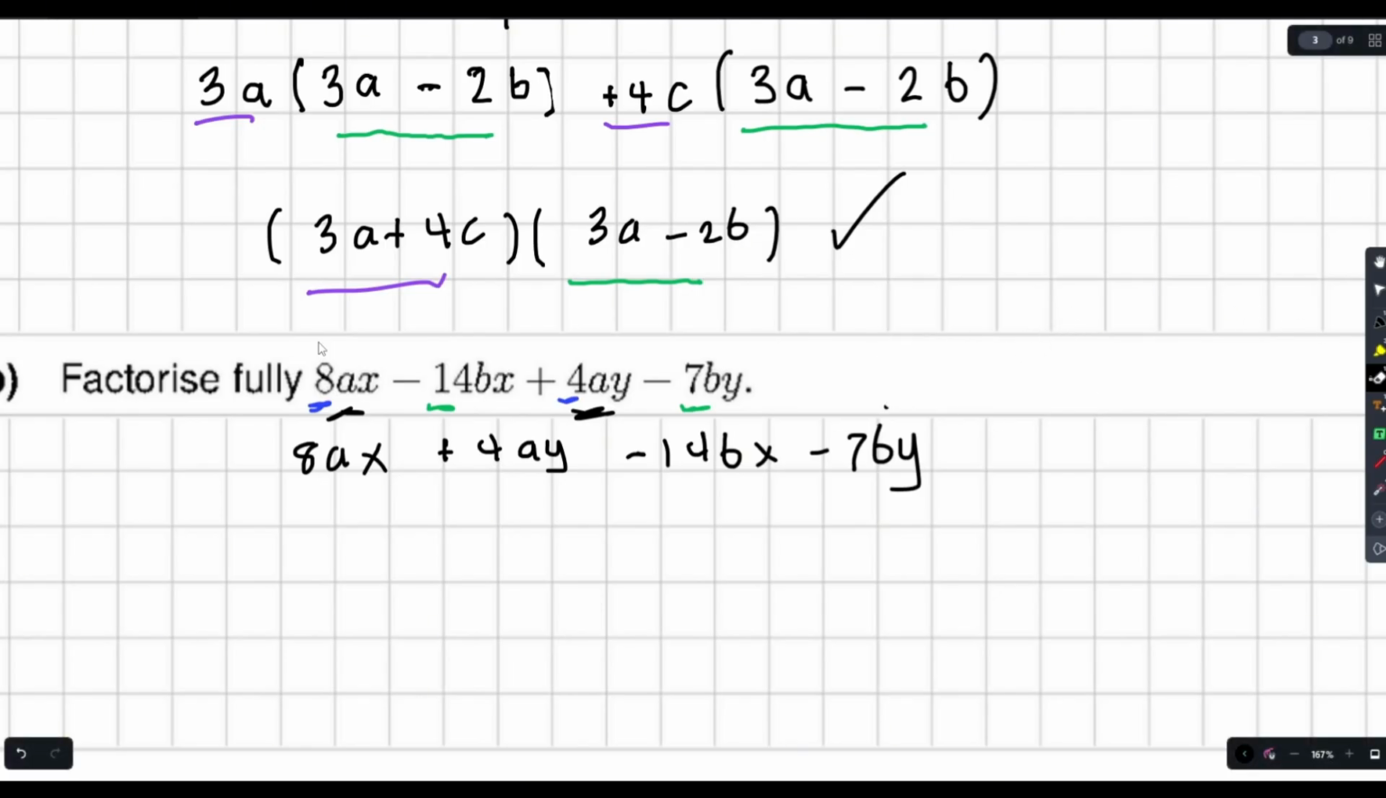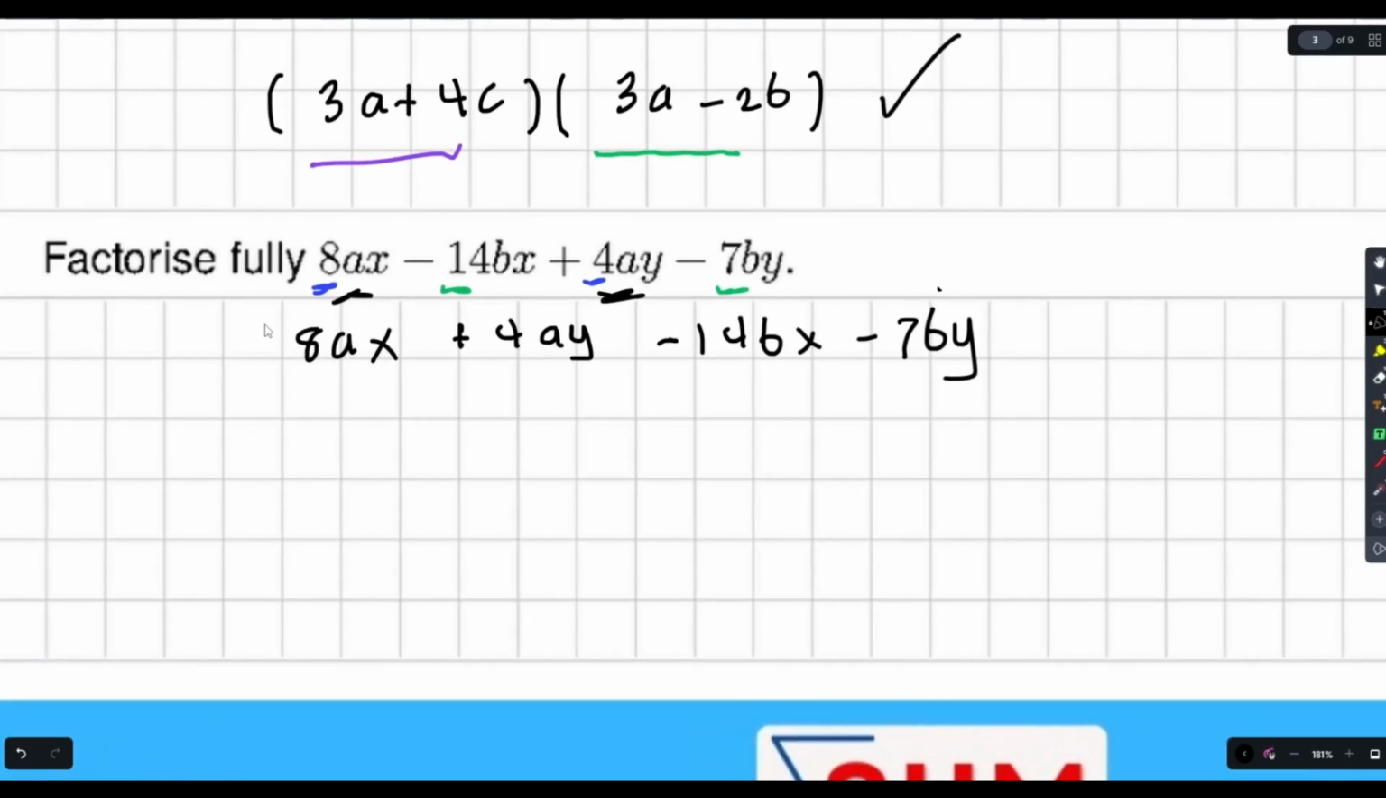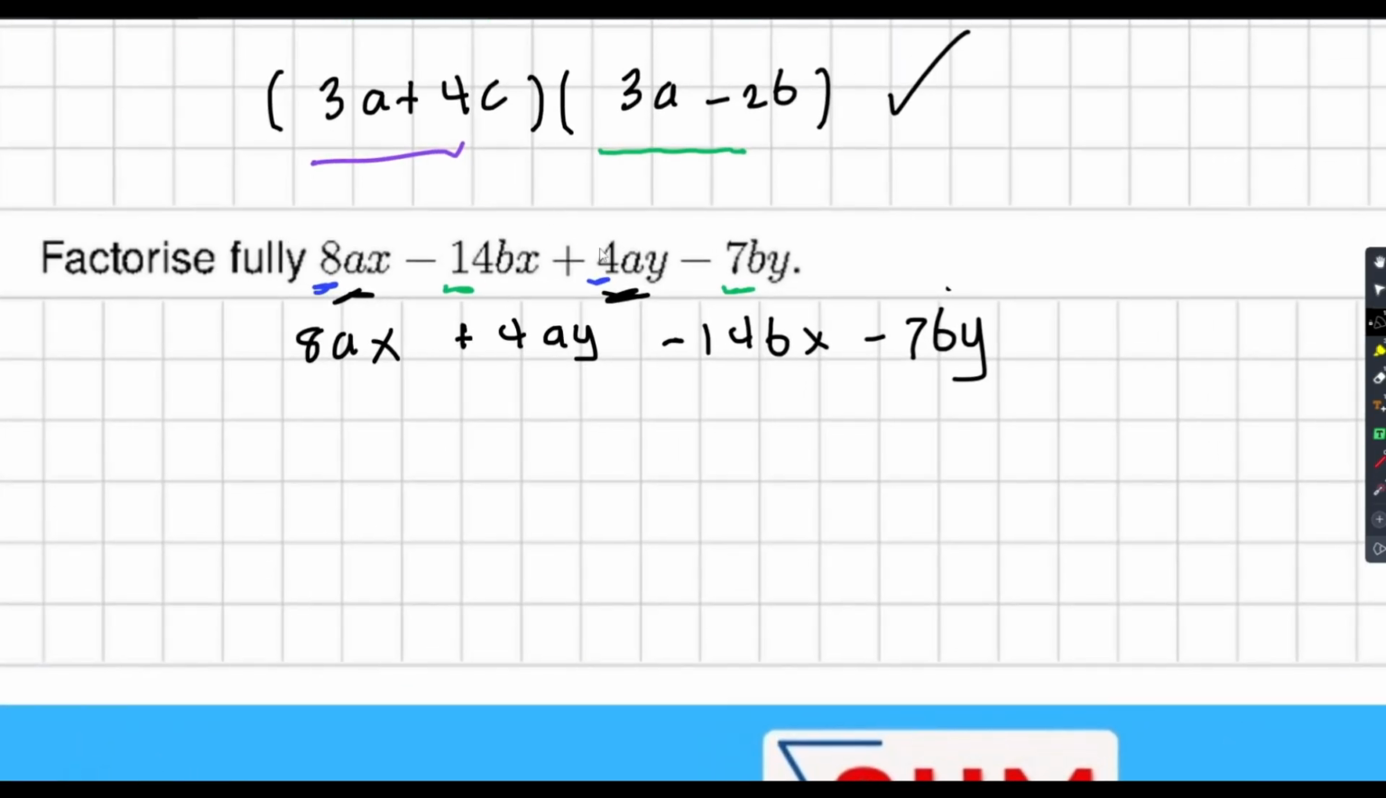Yeah? So we reorder it, and we always look at the numbers. So 8 and 4, they're good factors, 14 and 7. And then again, we kind of split it down the middle, and we take out the highest common factor. So we're taking out the highest common factor on the left. That's going to be 4. The number is 4. And then this has an a, this is an a, so we take out the a. This has an x, that doesn't have an x. This is y, this doesn't have a y. So 4a is our highest common factor.